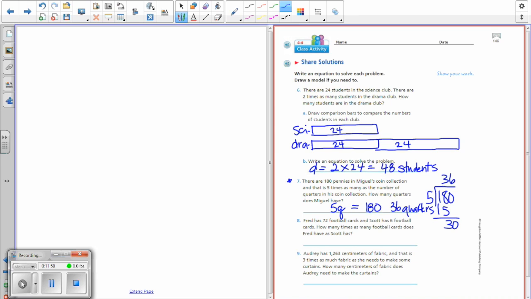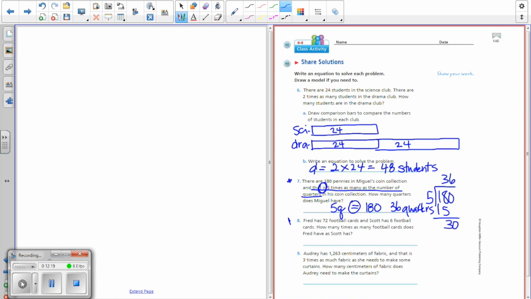Let me read it again. There are 180 pennies in Miguel's coin collection. That is 5 times as many as the number of quarters in his collection. So this right here tells me that's equal to 5 times as many as the number of quarters. So 5 times his quarters. Hopefully you're starting to see how to set these equations up.